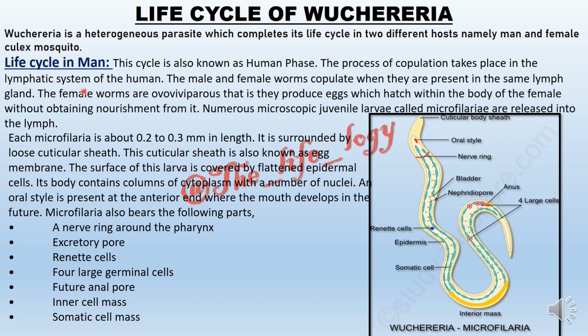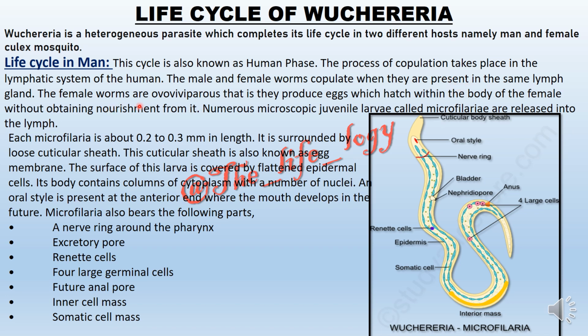So here we will first discuss the life cycle in humans. This cycle is also known as the human phase. The process of copulation takes place in the lymphatic system of the human, and the male and the female are unisexual in nature. The male and female worms copulate when they are present in the same lymph gland.